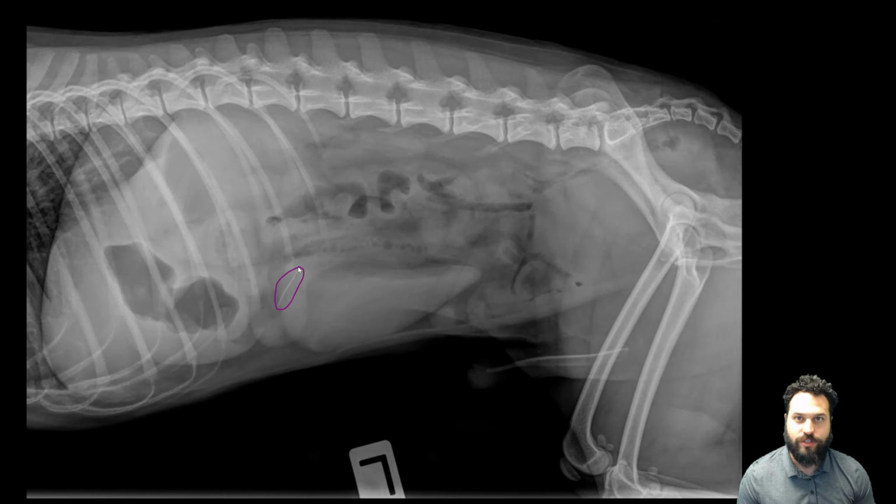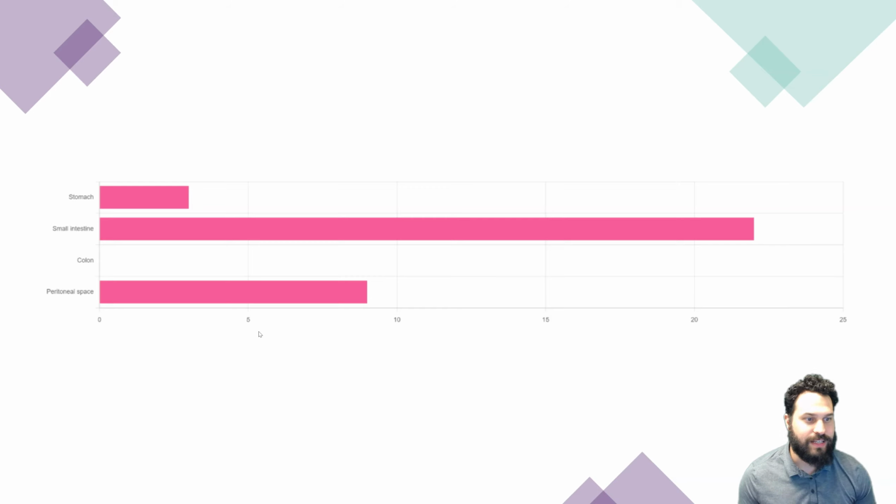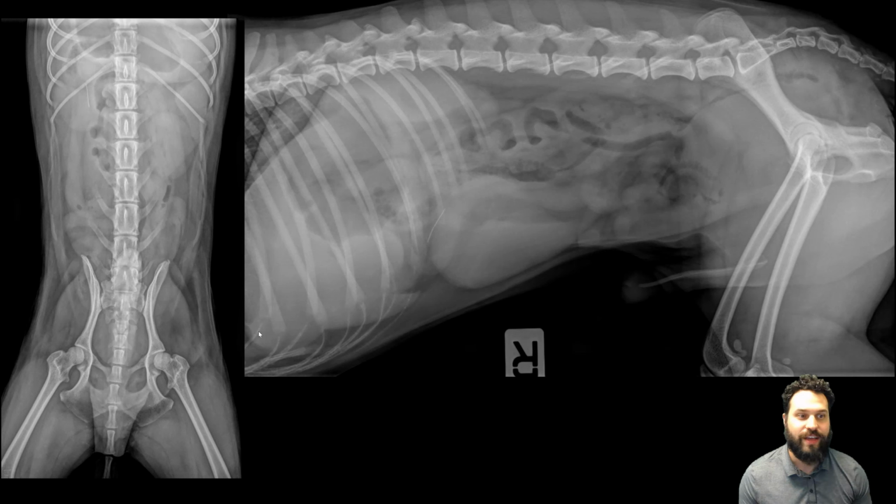I put forth the question to the community: what is the location of this foreign body? We can all see it. It's this nice, bright white metal opacity in the abdomen, but where is it actually located? This is an example where opinion was really divided. Some folks thought it was in the stomach, some in the peritoneal space, and others in the small intestine. I think this is a great example of why these are such a challenging diagnostic in clinical practice: sometimes it's very difficult to tell where they actually are.